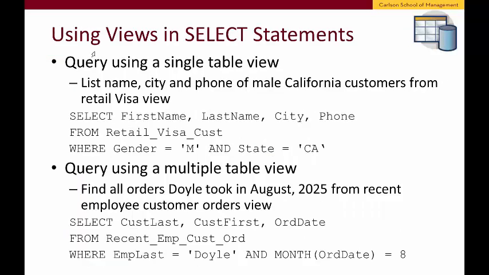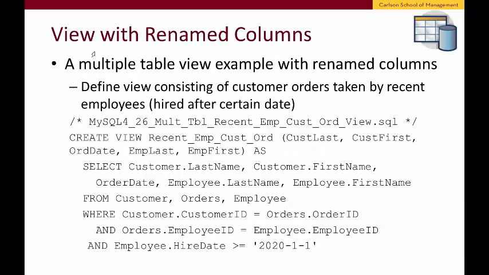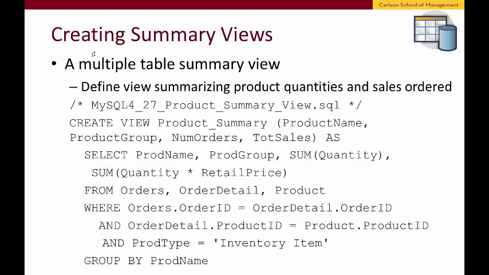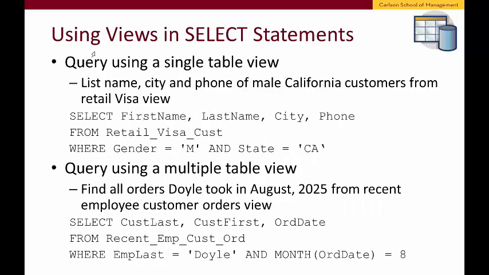Okay, the last, this and the following slide, are going to demonstrate the use of these three read-only views we defined on these three slides here. So we're going to start with a query defined on top of a single table view. That's probably the simplest case. That's going to simply list the city and phone of male California customers using this retail visa view.